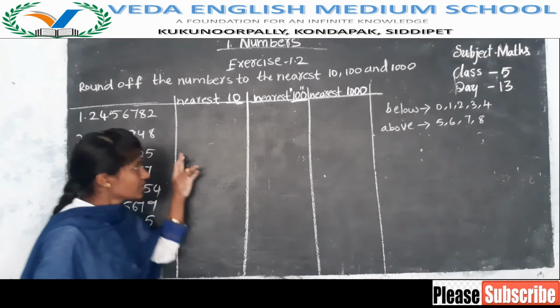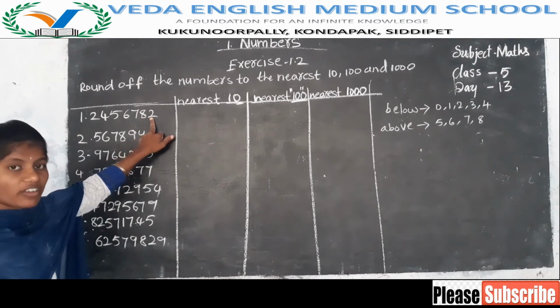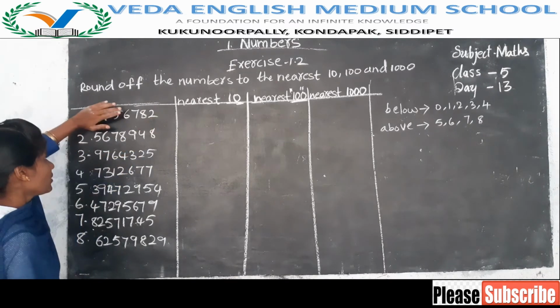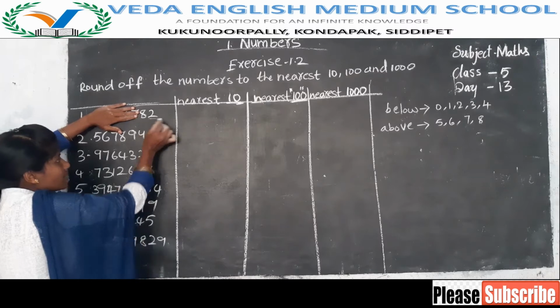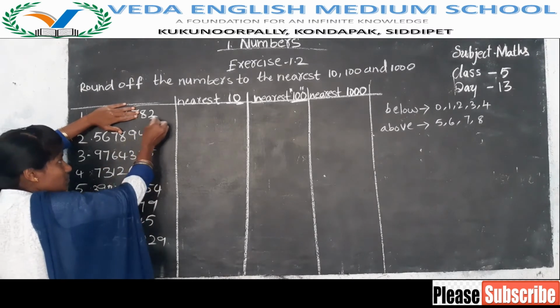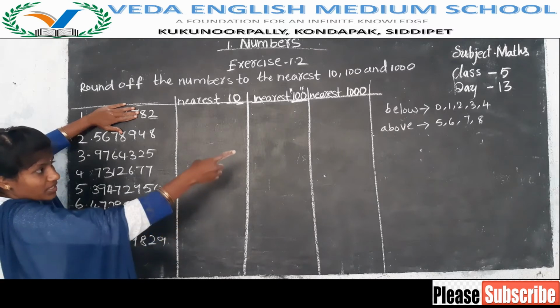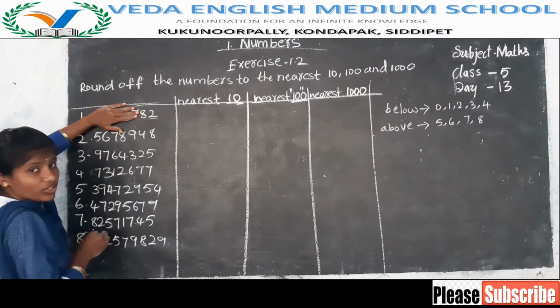Now we will find. First question, nearest to 10. Nearest tens means which place value we have to check? Ones place. What is the ones place number here? 2. Now, what do we have in the 82? So what do we have in the ones place? 2. 2 is above 5 number or below 5 number? See there, below number. Below number means do you have to increase the next number? No, there is no need to increase the next number.